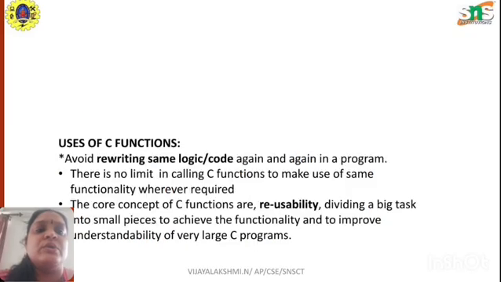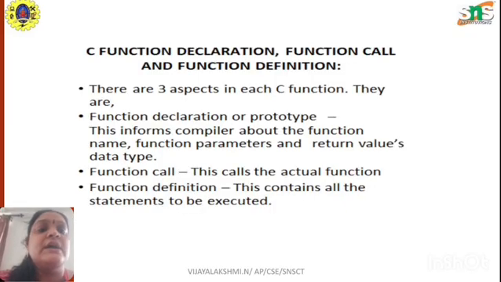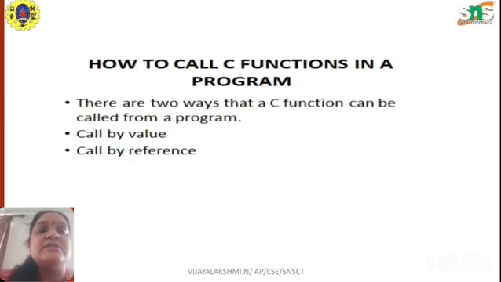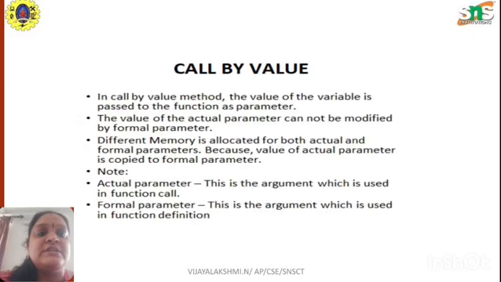We just saw what a function is, what the uses of a function are, what the three aspects of a function are, what the syntax behind those three aspects is, and what call by value and call by reference are. And we saw an example for call by value, that is swapping of two numbers.